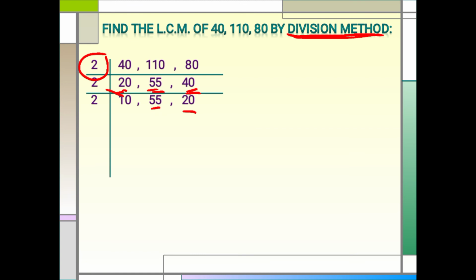Now in the next line you have 10, 55 and 20. Again 10 and 20 can be divided by 2 but not 55, but it's okay. So we are going to take 2 again. 2 multiplied by 5 is 10, and 2 multiplied by 10 will become 20. Now as you can see here, you have 5, 55 and 10, and 5 and 55 cannot be divided by 2.